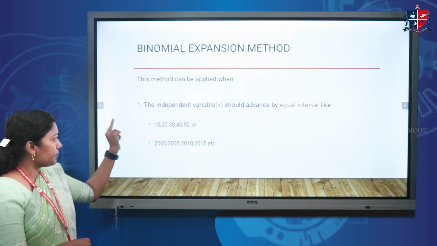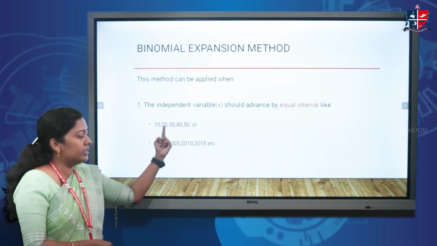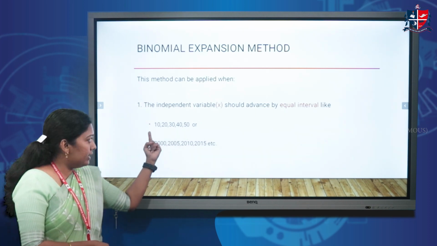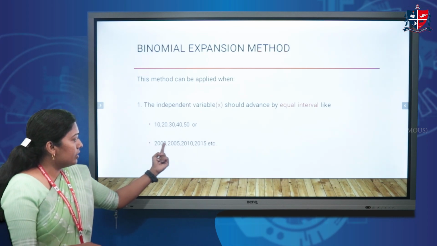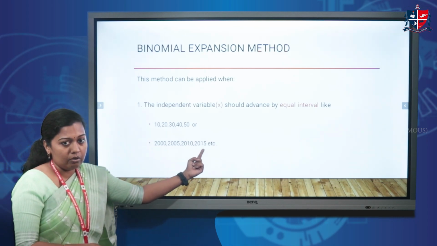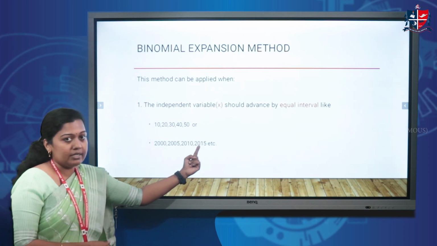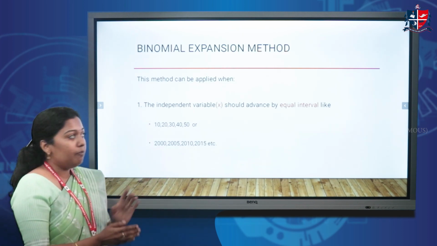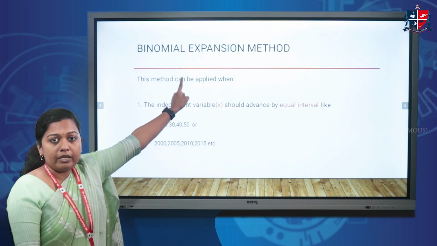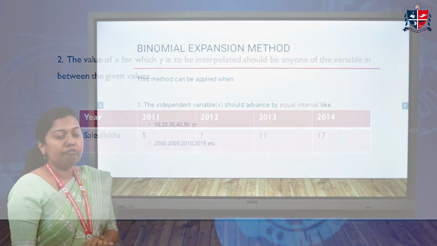For example, if x values are 10, 20, 30, 40, 50, that is a gap of 10. Here also the years 2000, 2005, 2010 and 2015 are equidistant. That is a 5-year gap. If there is an equidistant gap, we can use the binomial expansion method for estimating the figures.